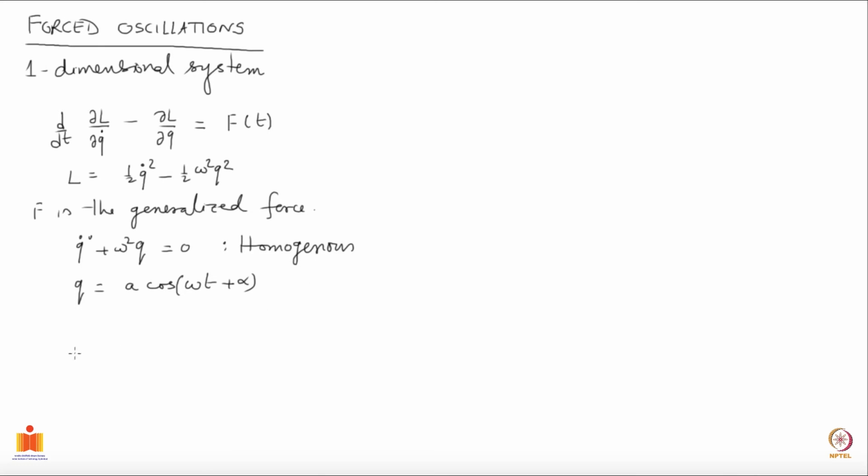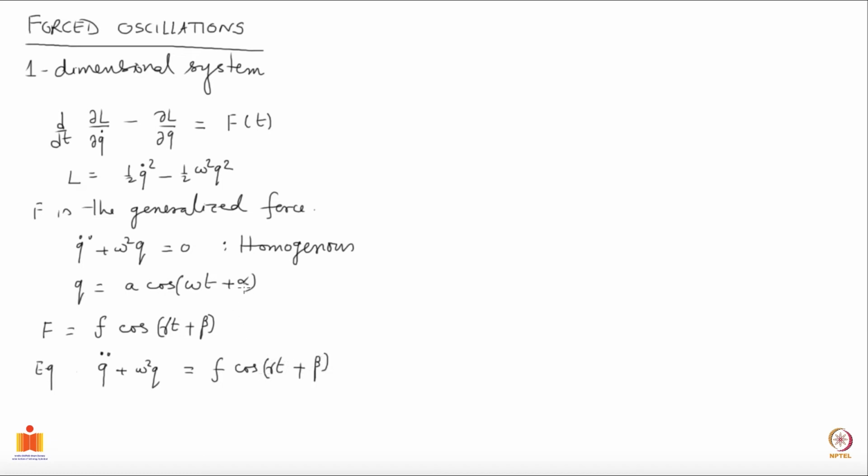Now I want to assume a sinusoidal force, as I said. So I will take the generalized force F to be some constant f, small f, times cos(γt + β). So the frequency I take to be γ, of this external agency. And now our equation of motion is q̈ + ω² q = f cos(γt + β).